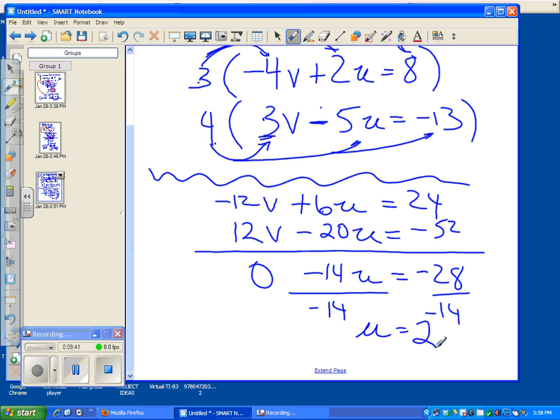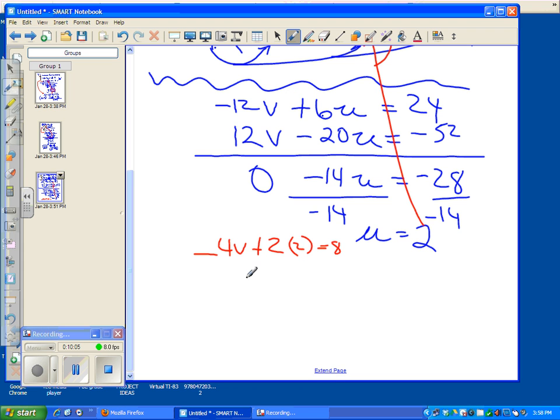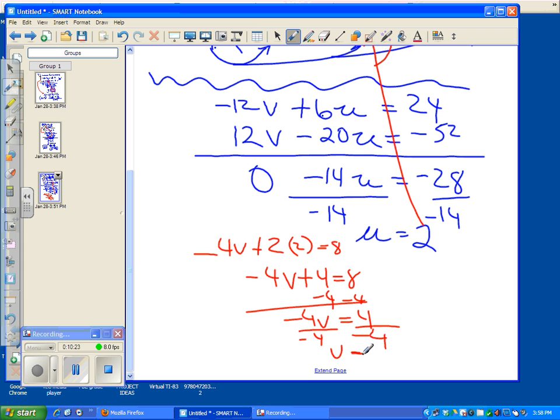Now, the rest of this is just simple. We take our u and we reinstall it. I'm going to use my red arrows now. We reinstall it into this one or this one in order to find what my v is. In this case, negative 4v plus 2 times 2 is equal to 8. And then this becomes negative 4v plus 4 is equal to 8. Minus 4, minus 4. Negative 4v is equal to 4, divided by negative 4, divided by negative 4. v is equal to a negative 1.